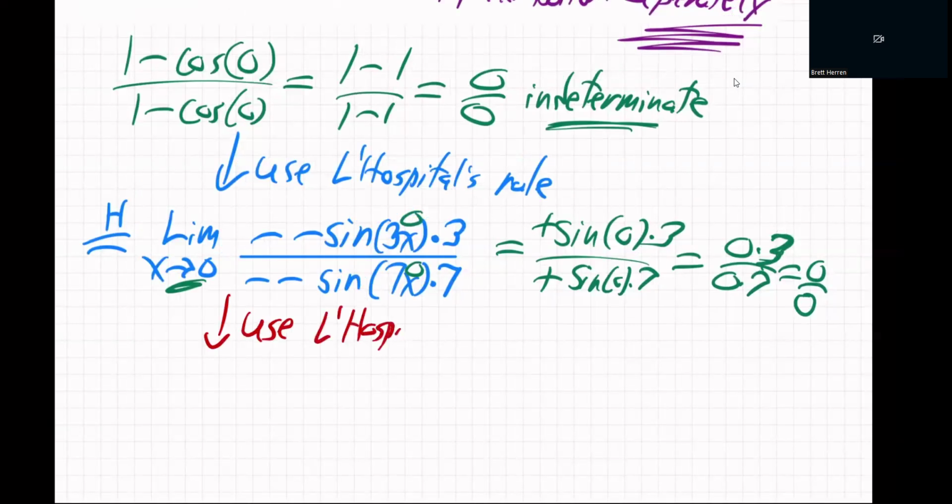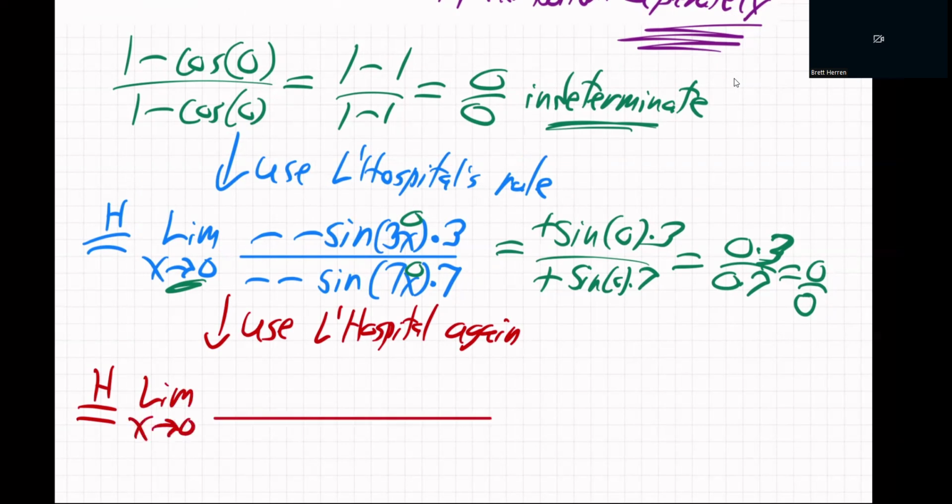So L'Hopital's again one more time. Here we go. L'Hopital to the rescue. So the limit as x goes to 0. Now this double negative is positive, as you know. Okay, so what's the derivative of sine? The derivative of sine is cosine, times the derivative of the inside. And that 3 that was already there, I'm just going to put this 3 in the front.